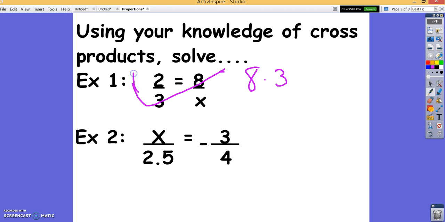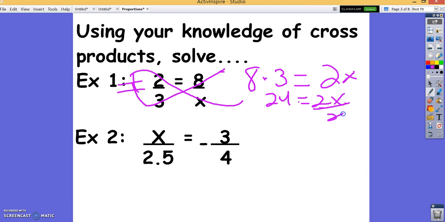And then I set it equal to, since we know that cross products are equal, so equals 2 times x, which is 2x. So then I can reduce. 24 equals 2x, divide by 2, and divide by 2. 12 equals x. Now, some of you might be wondering, do I need to show all of that work?